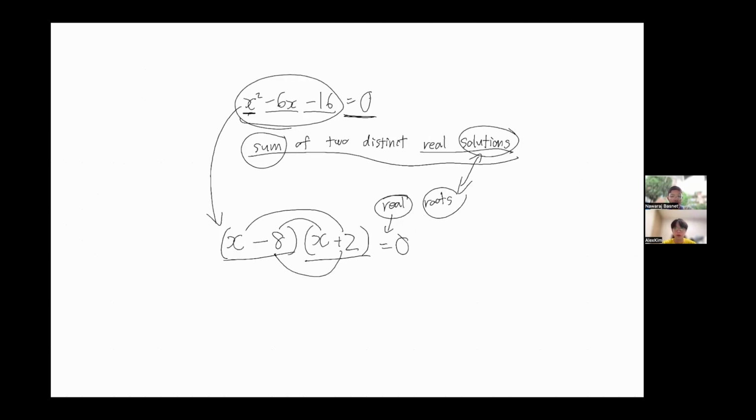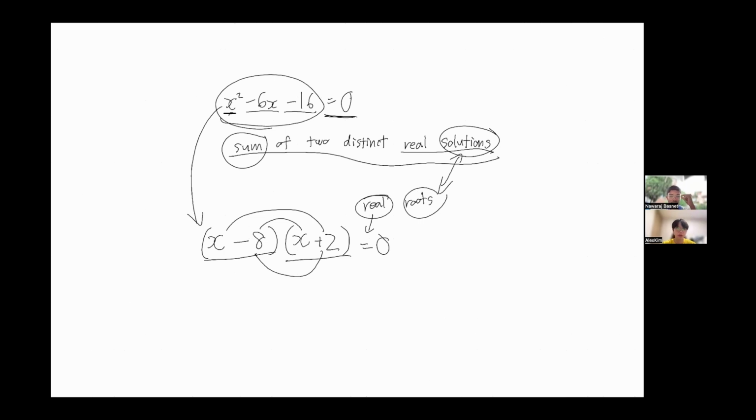And so we simplify this. So we need to find the real solutions, so values of x that will make sure this equals 0. So what values would it be, just looking at this? So it would be x equals minus 2 and x equals 8. Yes, that is correct.